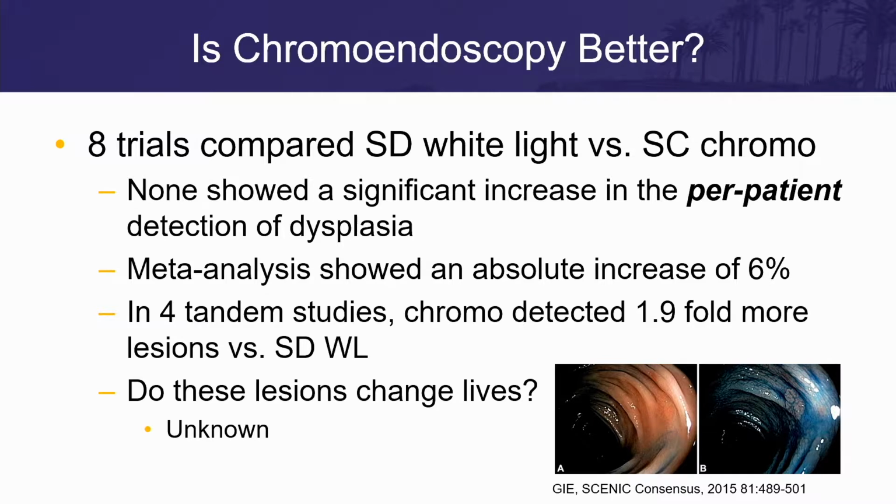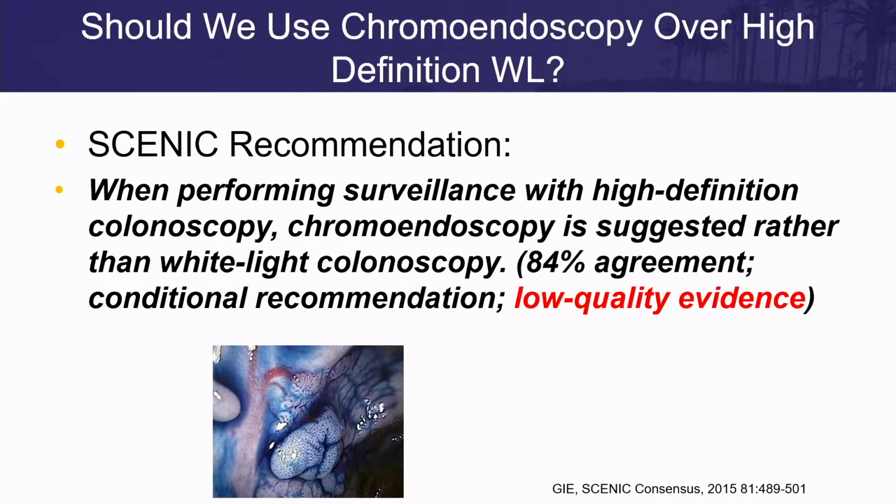The question becomes, is chromoendoscopy better, and better for what? 8 trials compared standard definition white light to standard chromo. None showed a significant increase in per patient detection of dysplasia. A meta-analysis showed an absolute increase of 6%. In 4 tandem studies, chromo detected 1.94-fold more lesions compared to standard definition white light. But the question becomes, do these lesions actually change lives? And that's the part that's not known.